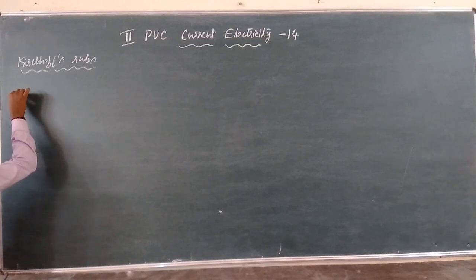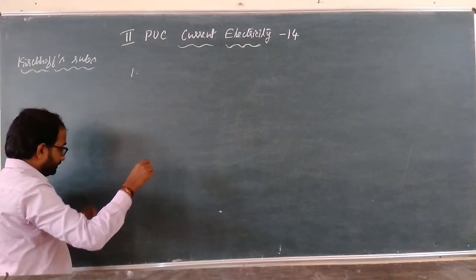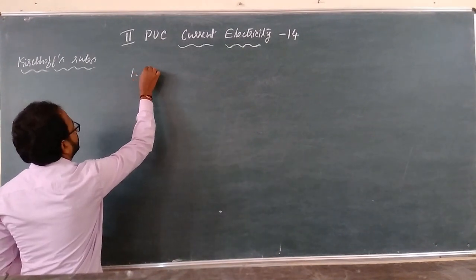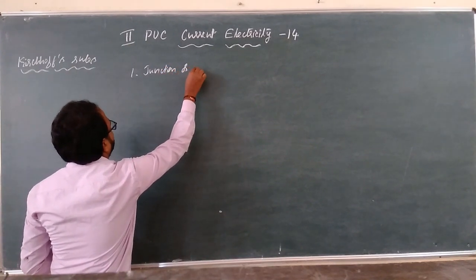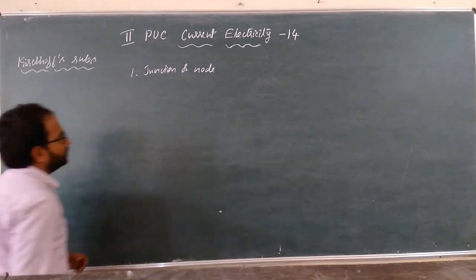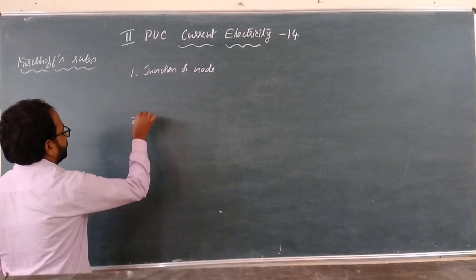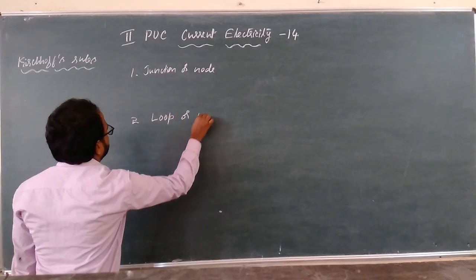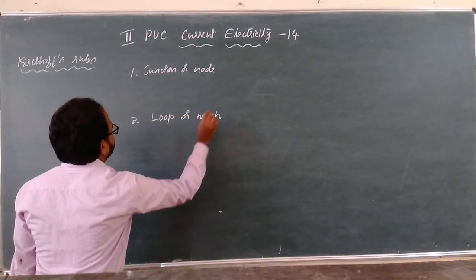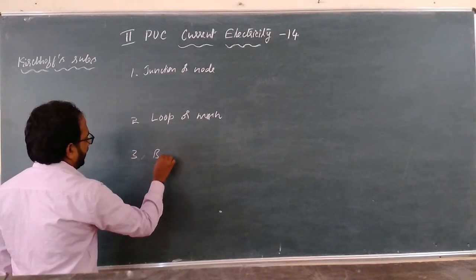The first one, junction or node. The second one is the loop or mesh. Third one is the branch.